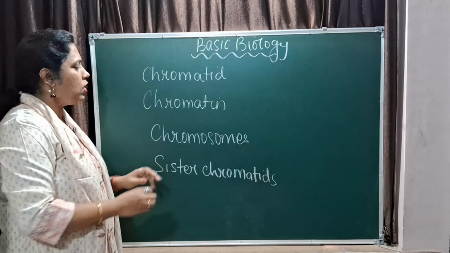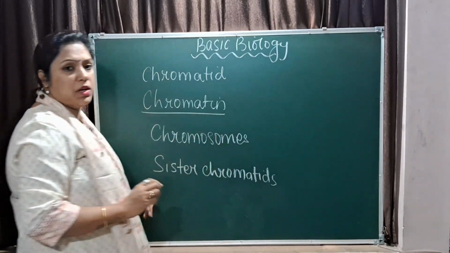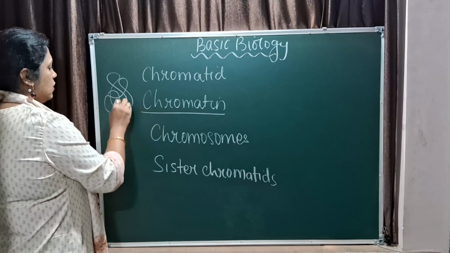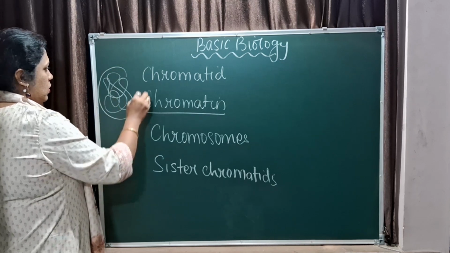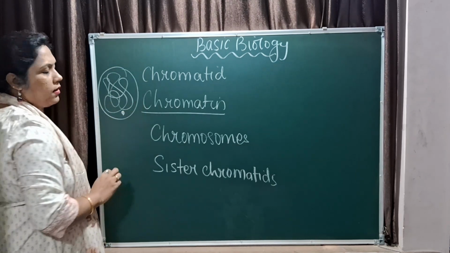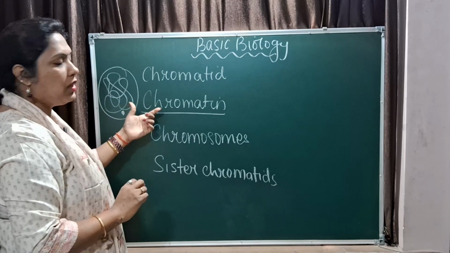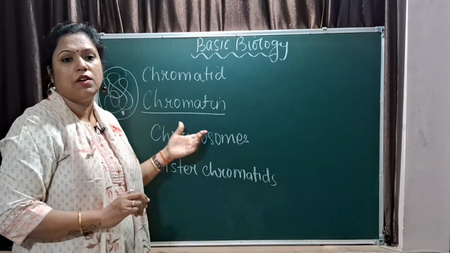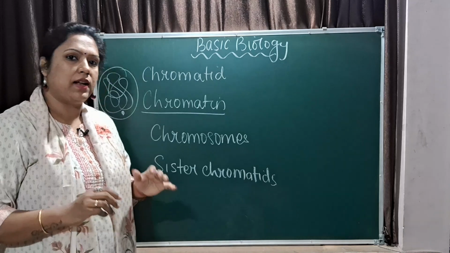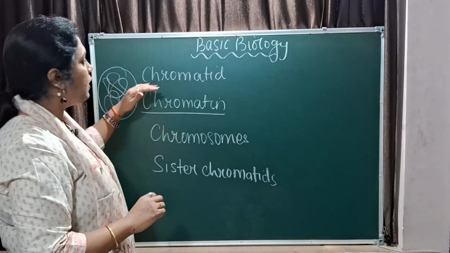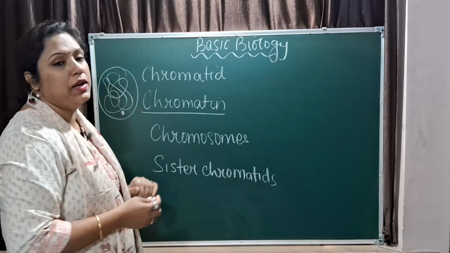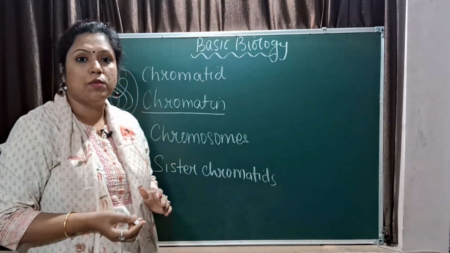Okay, so when we talk about chromatin first, what is chromatin? Chromatin is a thin thread-like structure which is present in the nucleus of a cell. What does chromatin consist of? It consists of DNA and histones. Then what are chromatids? Now what happens during cell division? These chromatin fibers condense to form chromosomes.